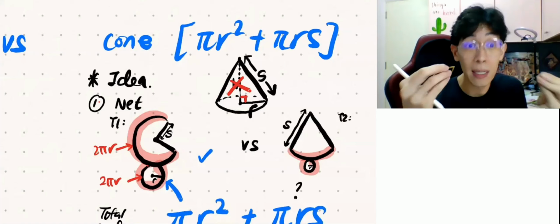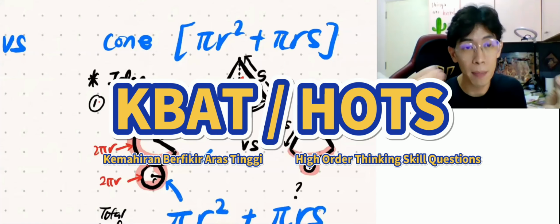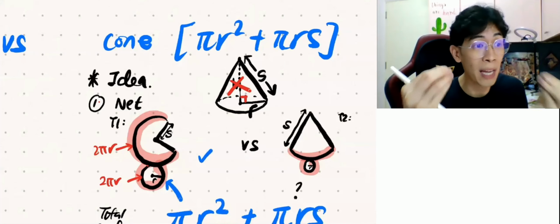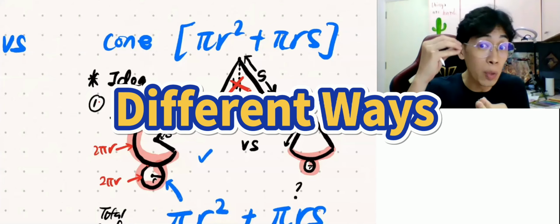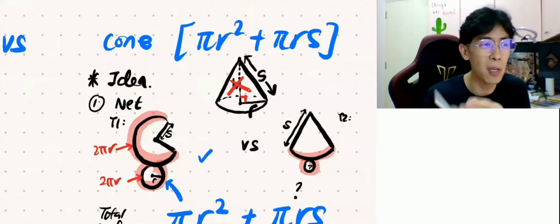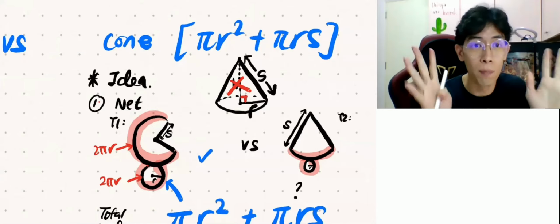Understanding in depth helps us know better. If a particular question is a HOT question, or a high order thinking skill question, when it comes out you will need different ways to think and solve it. Whether they will ask you to prove this or not, no, they won't, but I need you to know.